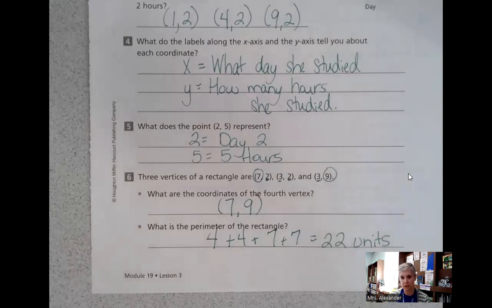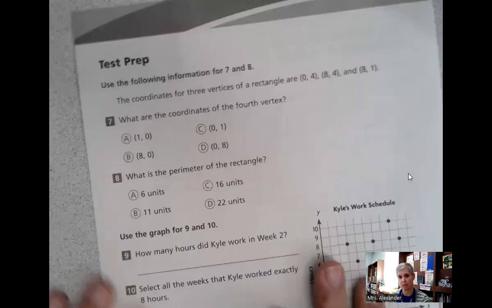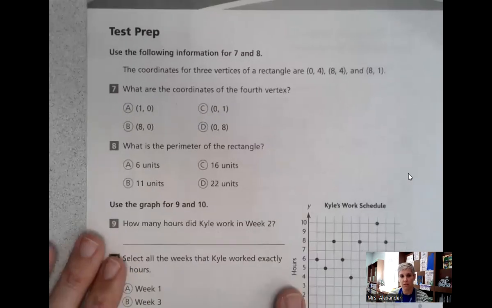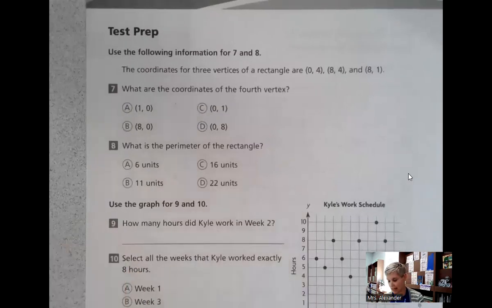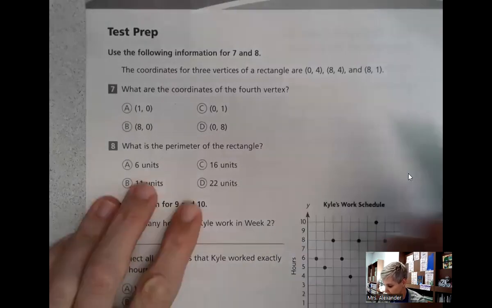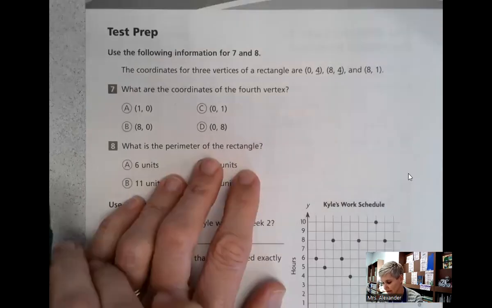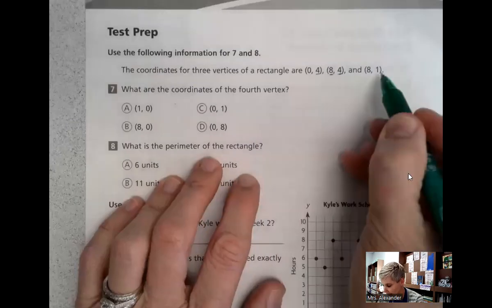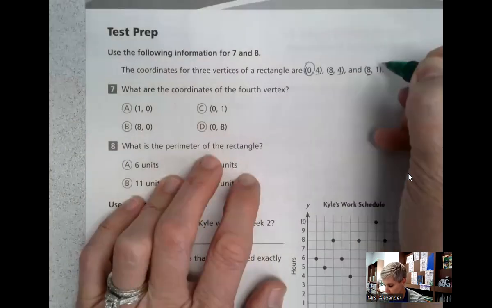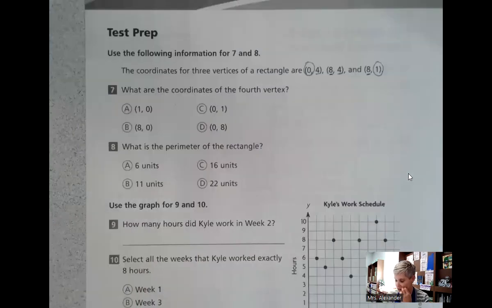All right. Let's see what kind of test prep we have here. The coordinates for 3 vertices of a rectangle are 0, 4, 8, 4, 8, 1. If we're finding the 4th vertex, let's look again and compare. For the y-axis, I have 2 y values of 4. I have 2 x values of 8. I have left an x value of 0 and a y value of 1. So that's going to give us letter C.